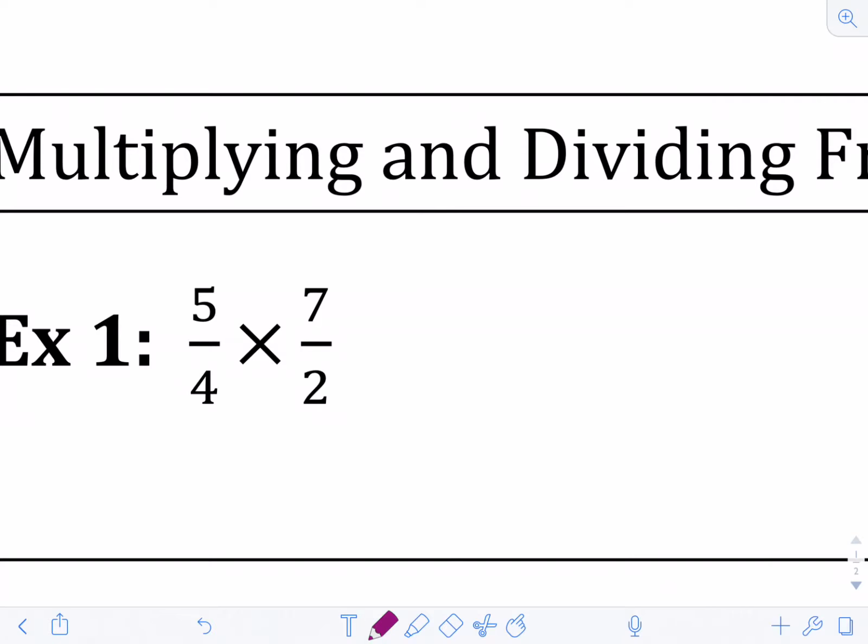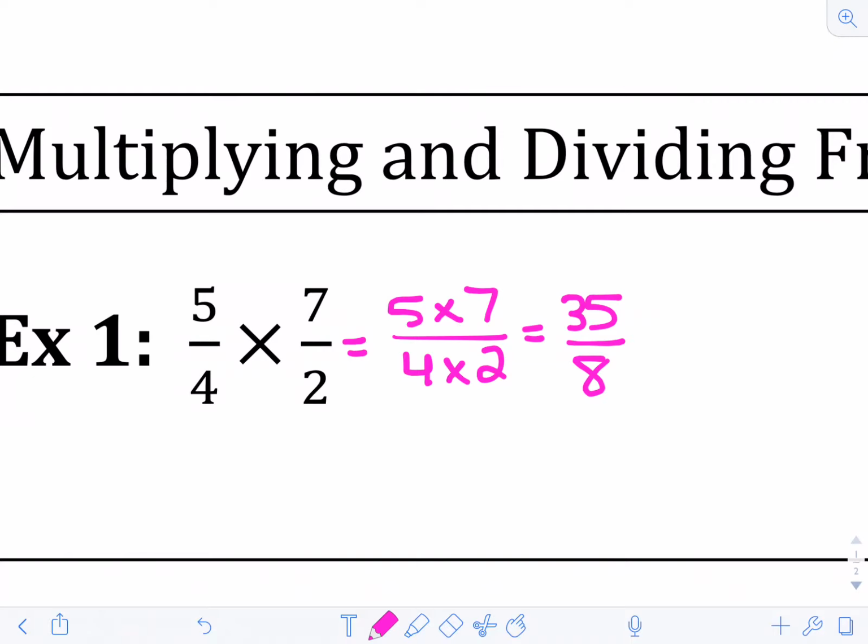So for example, what I'm going to look at are a couple of things. 5 over 4, I can't reduce. 7 over 2, I cannot reduce. Okay. 5 and 2, I can't reduce. 4 and 7, I can't reduce. So this is as simple as I can get. So I'm going to go ahead and multiply my numerator, so 5 times 7. And I'm going to multiply my denominator, so 4 times 2. 5 times 7 gives me 35, and 4 times 2 gives me 8. 35, the only numbers that go into 35 are 5 and 7. 8 is not divisible by either one of those, so that is the reduced form.